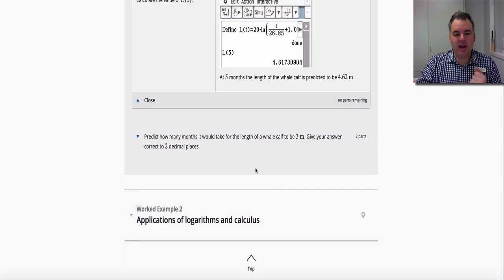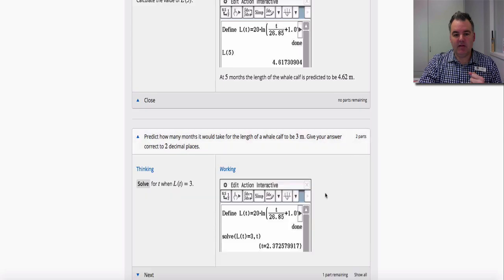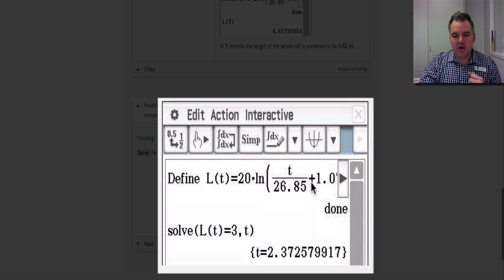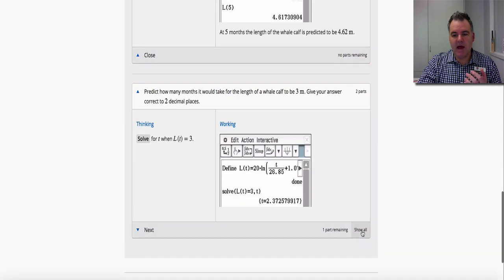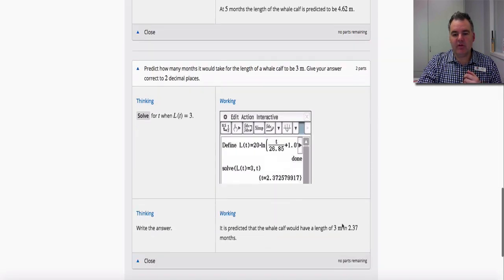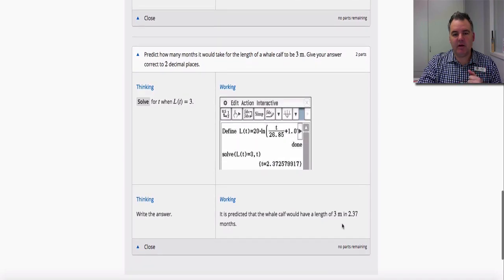And lastly, predict how many months it would take for the length of the whale calf to be 3 meters. Give your answer correct to 2 decimal places. So here we've got our function, and we want to know when this is equal to 3. So we're solving L(t) equal to 3, and the variable is t. You could just type the whole thing down, or drag this down into there as well, solve this equal to 3, and we get 2.37. So around about 2.37 months we're predicting it will be 3 meters long.